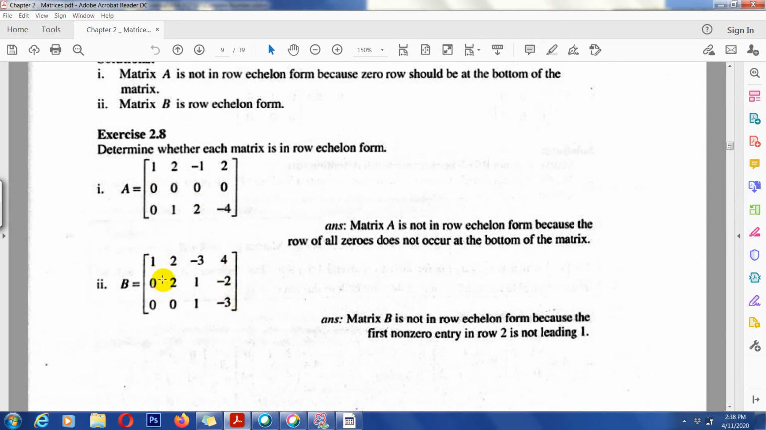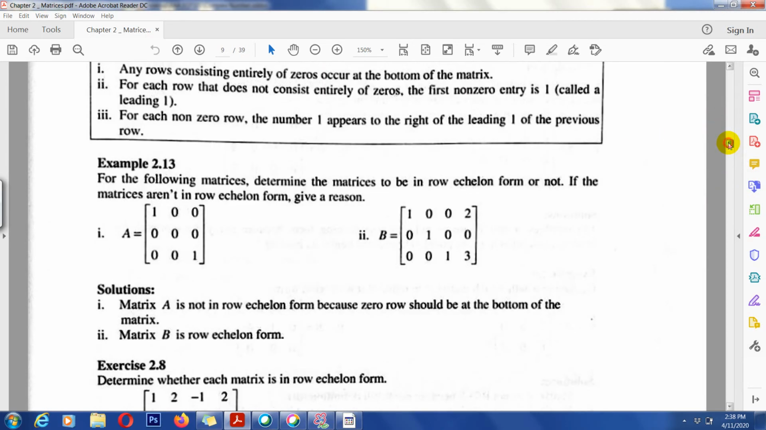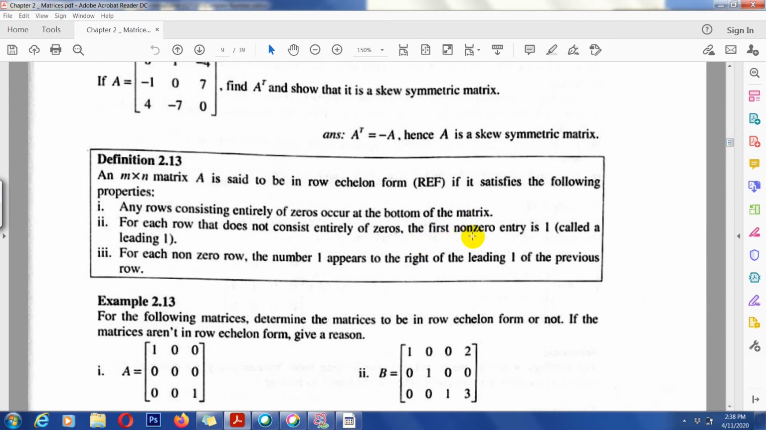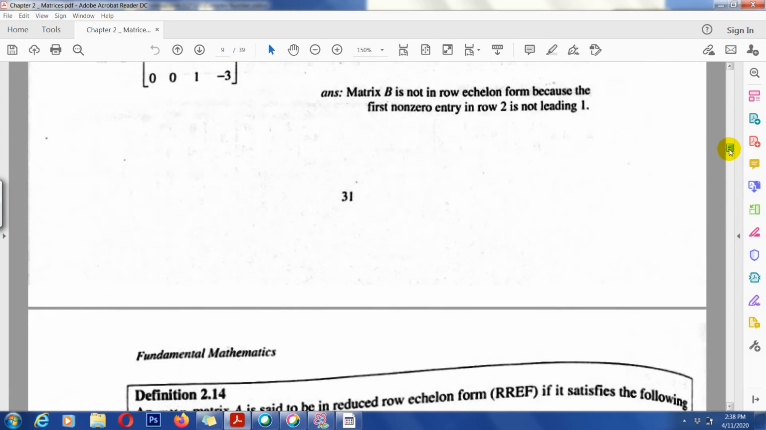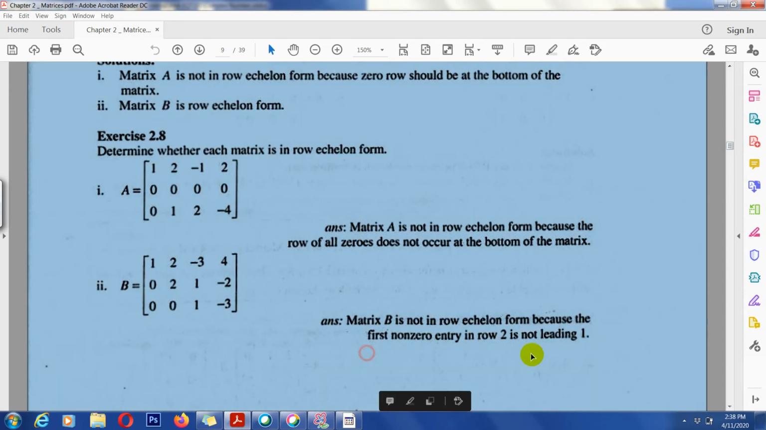This one cannot. Why? Because it does not satisfy the third condition. The third condition says the leading coefficient should be 1, that is, the first non-zero entry is 1. So the first non-zero entry here is 2. It's not 1. It should be 1.